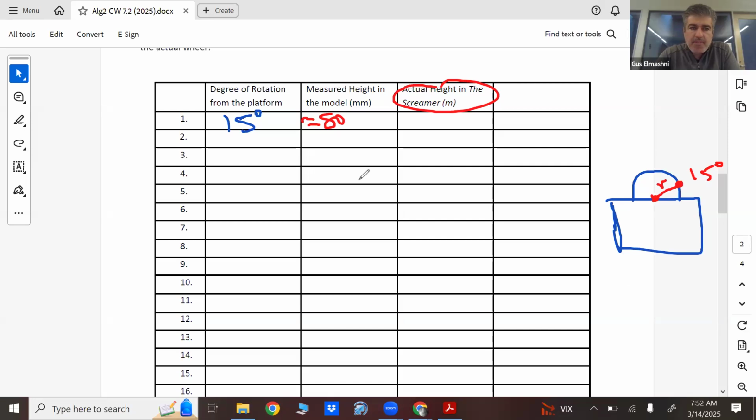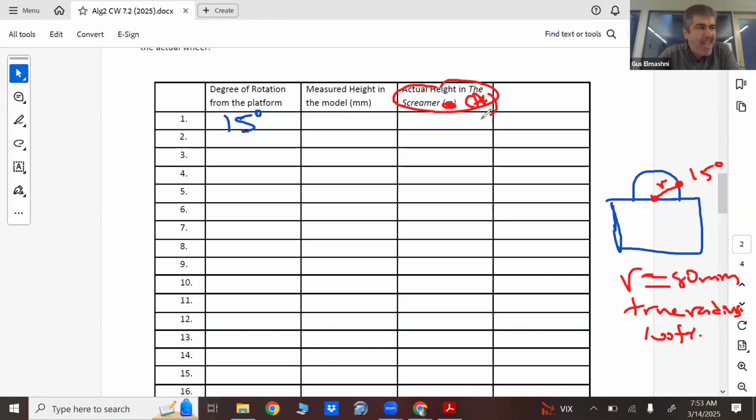actually, let me take that back. The radius is about 80, not the measured height in the model. Sorry, my apologies. The radius will be about roughly 80 millimeters. But the true radius, of course, is 100 feet. So that should be feet, not meters, by the way, for the true radius.